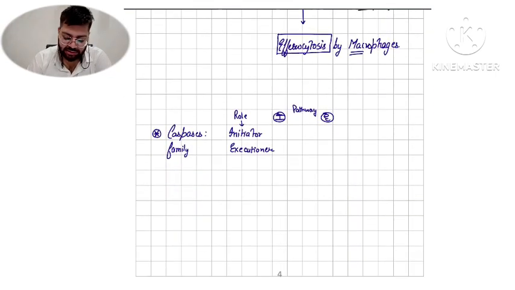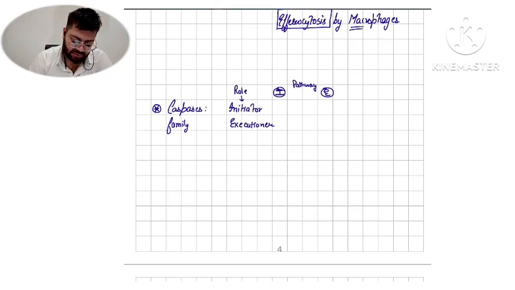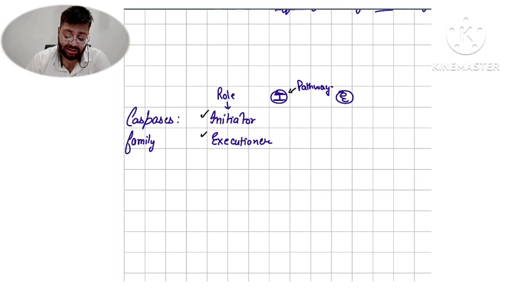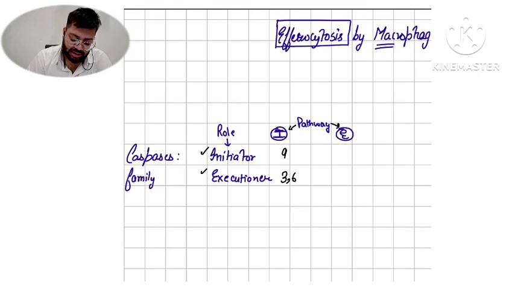Next is the caspase family. We need to cram this stuff. The caspase family has two roles: initiator and executioner. There are two pathways in apoptosis: intrinsic and extrinsic. In the intrinsic pathway, the initiator is caspase 9 and the executioners are caspase 3 and 6. I would like to say the initiator is a mitochondrial process. Mitochondria's M looks like 3. Everything will be divisible by 3: 3 times 3 is 9, 3 times 1 is 3, 3 times 2 is 6.